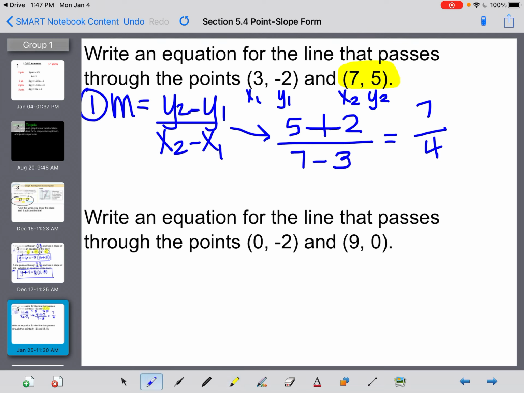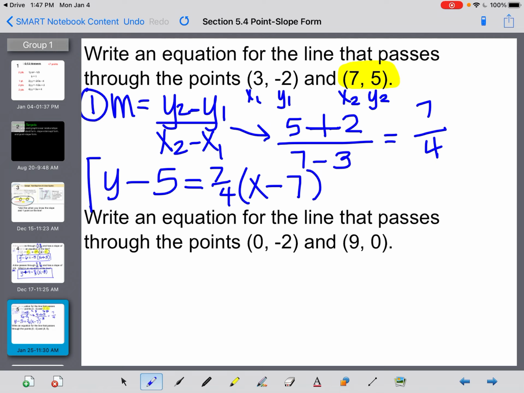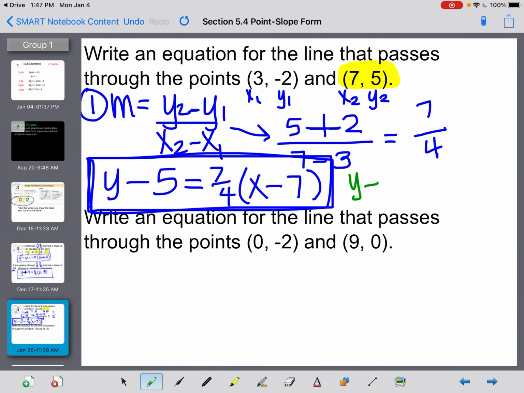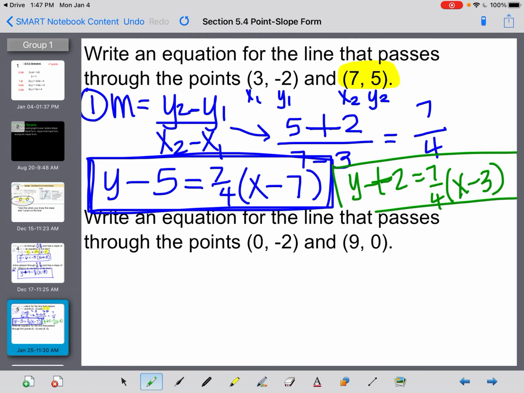And then use that. So I'm going to plug it in. Y minus the y from the ordered pair that I chose equals the slope times x minus the x from that ordered pair that I chose. Now, if you chose the other ordered pair, that answer would also be correct. So that means you could also have the answer y minus -2, which turns into a plus, equals the same slope times x minus 3. Okay, both of those answers would be correct.